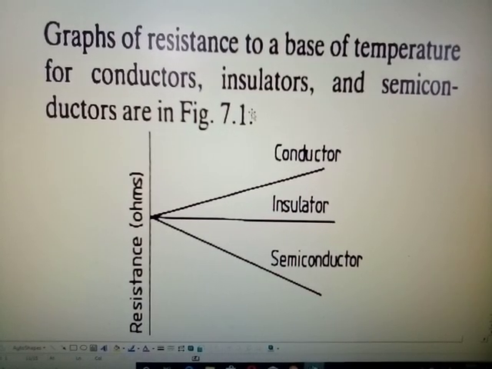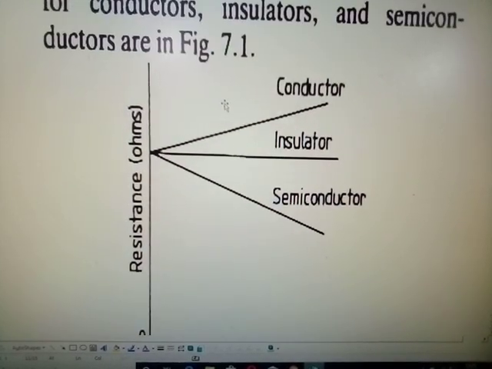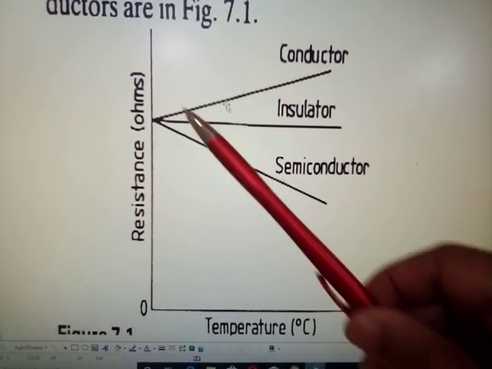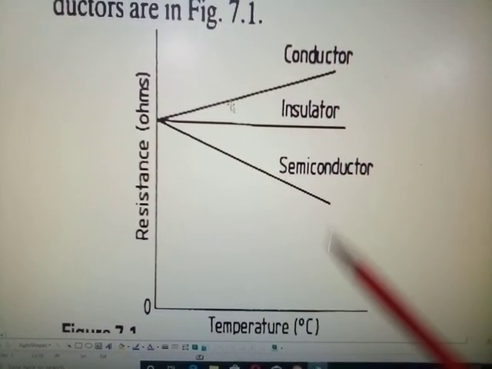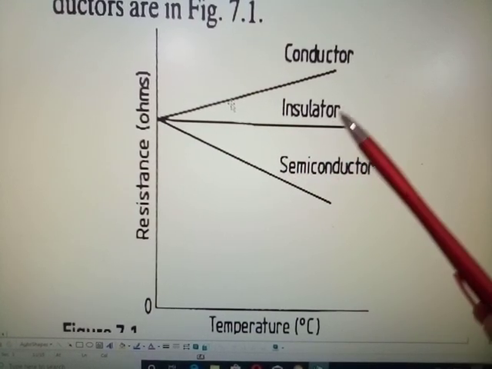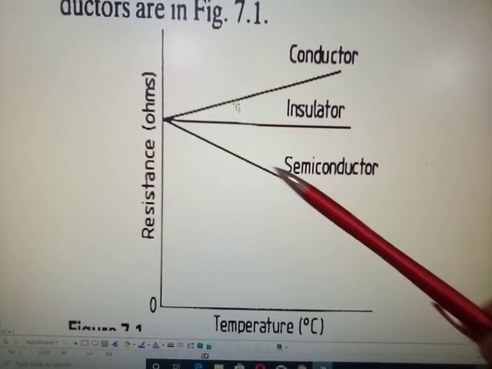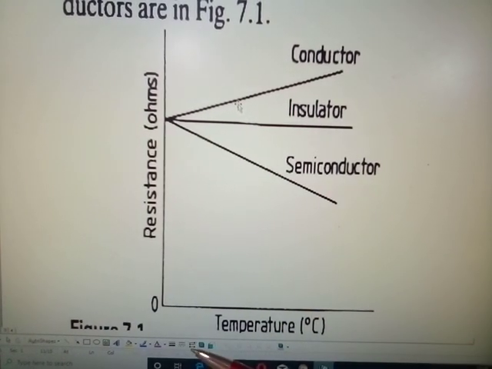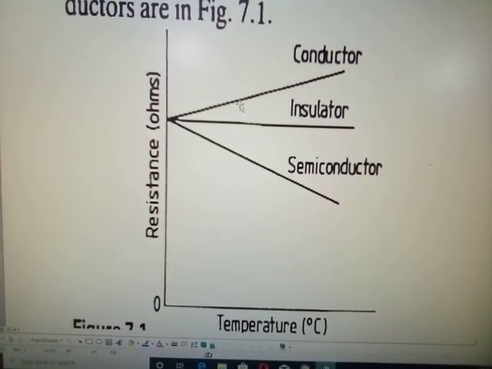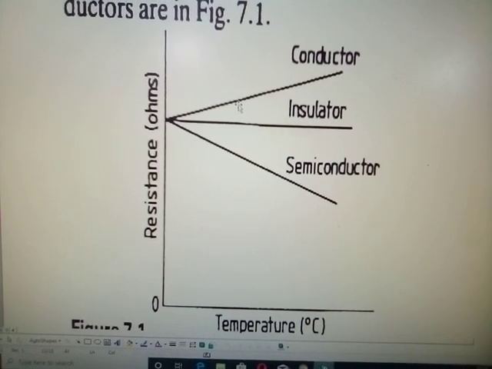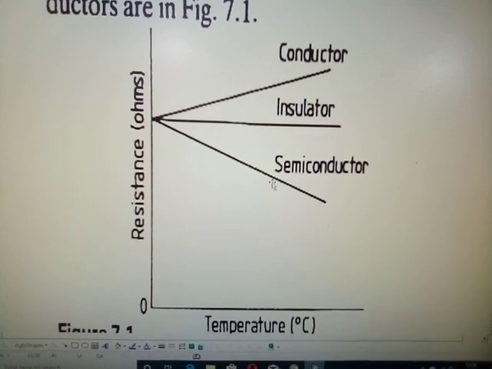resistance, and all we're saying here is that the resistance in regards to the conductor rises in regards to temperature. So here the conductor rises, the insulator remains the same at a given temperature until it reaches the point of breakdown. But for the semiconductor, as the temperature increases, its resistance seems to decrease. So you can see that a semiconductor has quite valued properties.